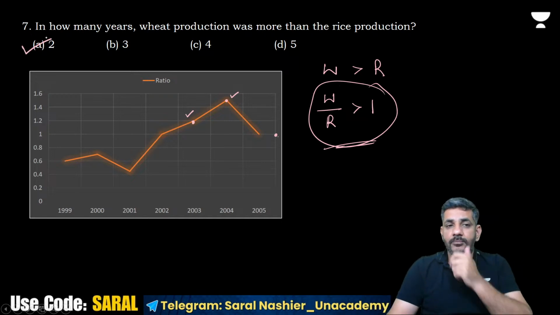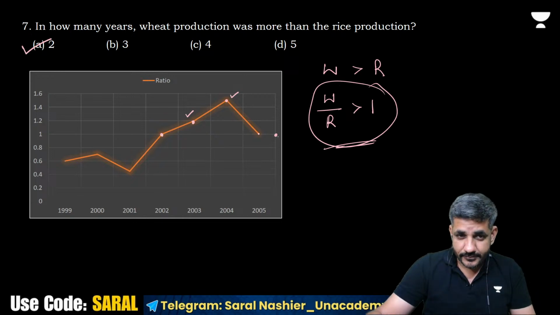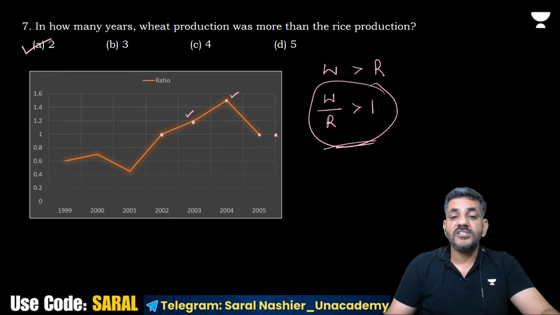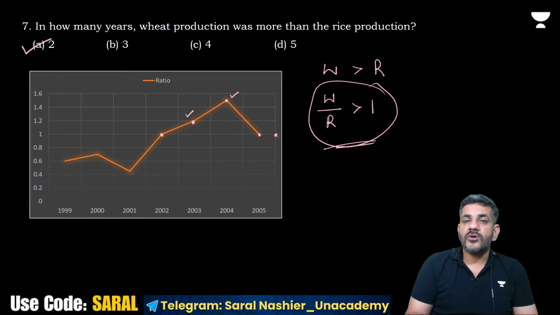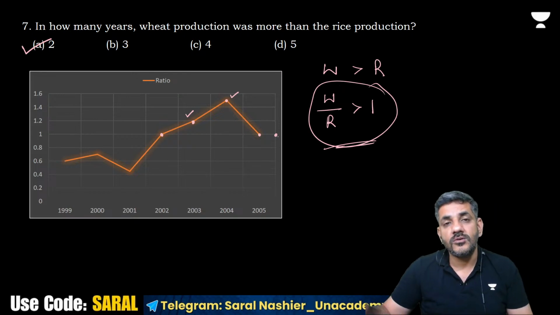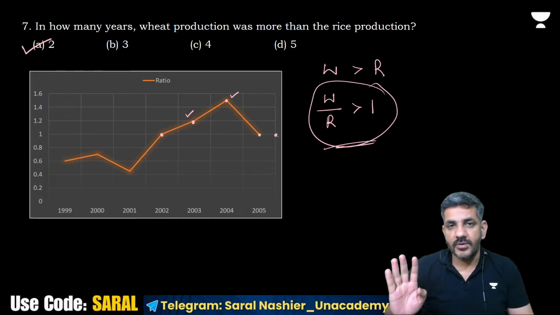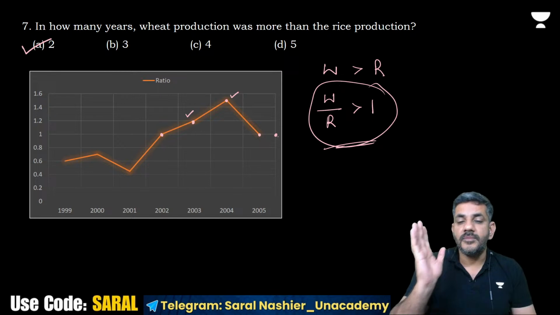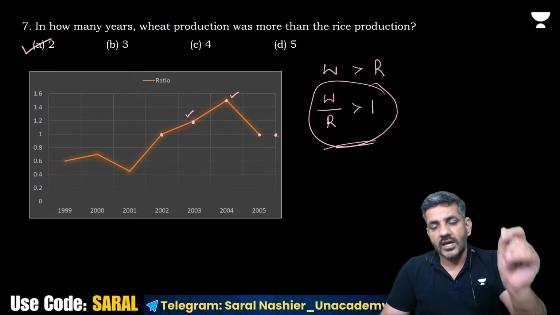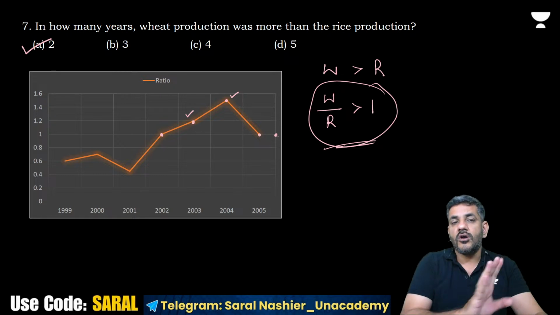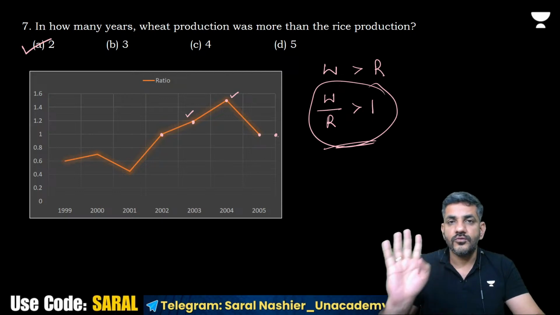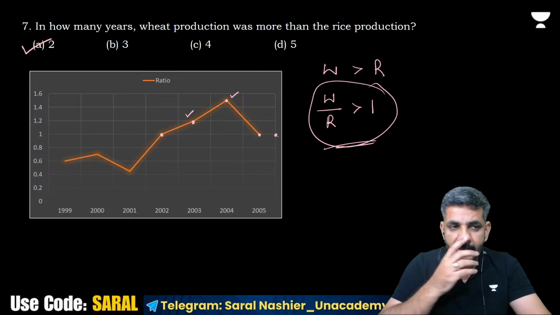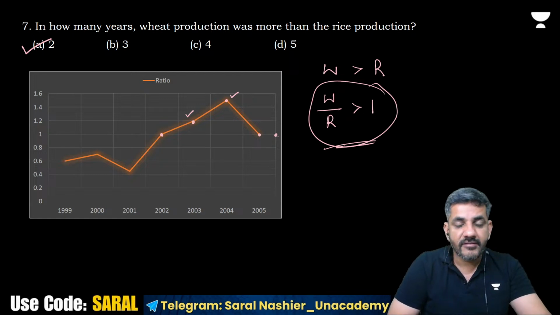Mayuri, you have answered C. Possibly you counted these two as well. But these two are the cases in which wheat was equal to rice. If the question was, in how many years was wheat production more than or equal to the rice production, in that case my answer would have been 4. But the question strictly said it should be greater than. So greater than means greater than. So I should have taken these two values only. I would not take where they are equal. There are two years where they are equal, so those two would not be counted. My answer would be 2 only. I hope that's understood to you, Mayuri. Everyone else anyways got the right answer.